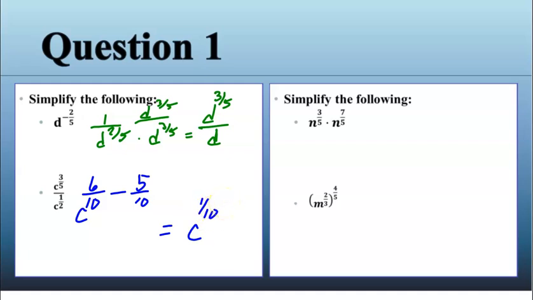Next one, I multiply like bases, I add the exponents. So this would be n to the 10/5. 10/5 is the same as n squared. So my final answer, n squared.